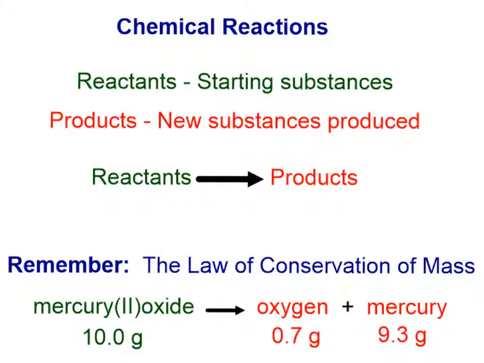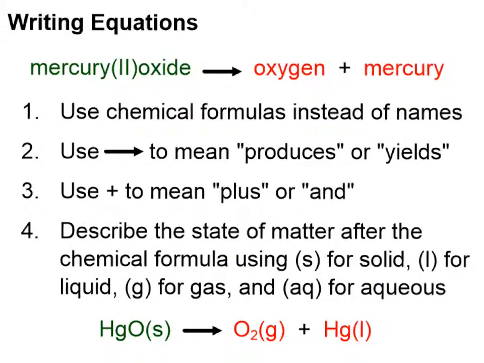Remember the law of conservation of mass? The total grams of reactants is going to need to equal the total number of grams of products because mass is conserved. This is actually an experiment that was carried out by the French chemist Antoine Lavoisier when he was showing this idea about the law of conservation of mass. So let's jump into how we write chemical equations.